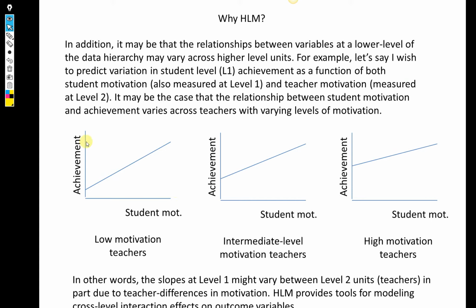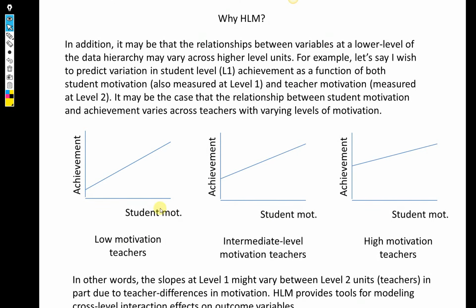And then among high motivation teachers, you can see the intercept would be a little bit higher, and maybe the slope flattens out a little bit more. So it could be that the slope among low motivation teachers is particularly pronounced, whereas the slope begins to decrease a little bit as you move from low motivation teachers to higher motivation teachers. And this is reflecting the notion of a cross-level interaction, where a level 2 characteristic associated with the teachers is moderating the relationship at level 1 between student motivation and achievement.